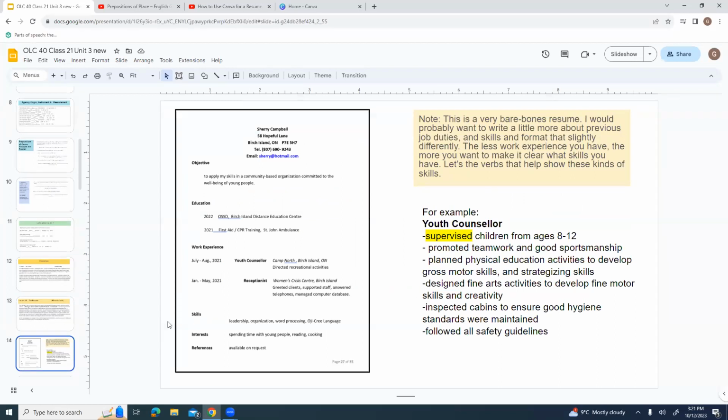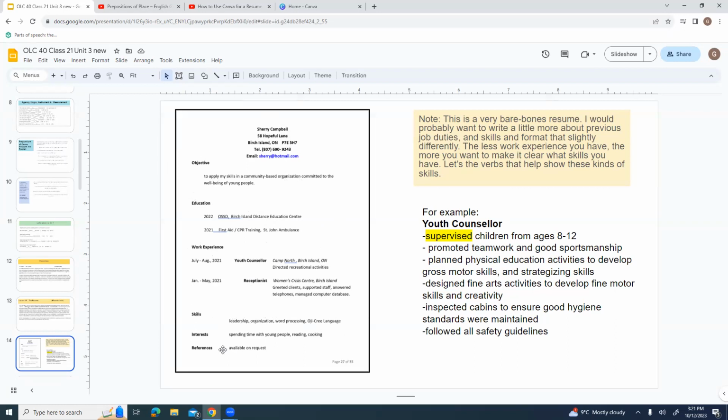So here is a very brief example of the resume. I would say it looks really empty. It needs to be added to, but this is theirs. The name and address is up top, telephone number and email. Objective is the first thing, then your education. It doesn't have to be there, by the way. You could definitely put it down below. Your work experience, skills, interests, and then references.